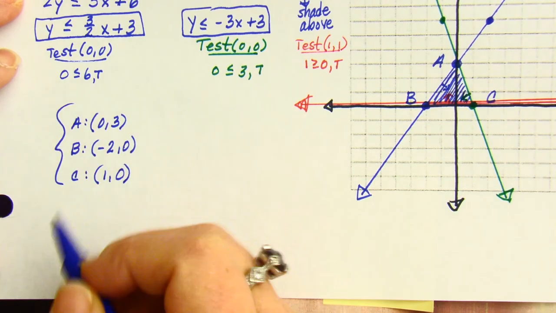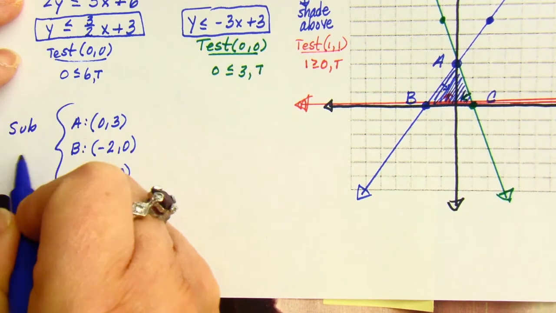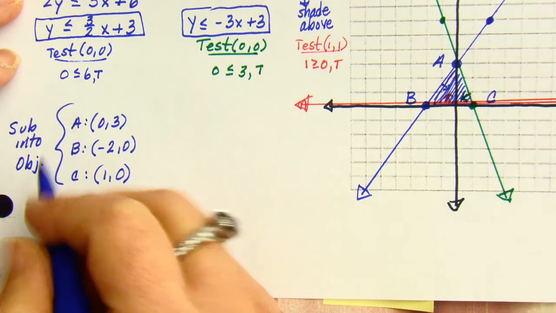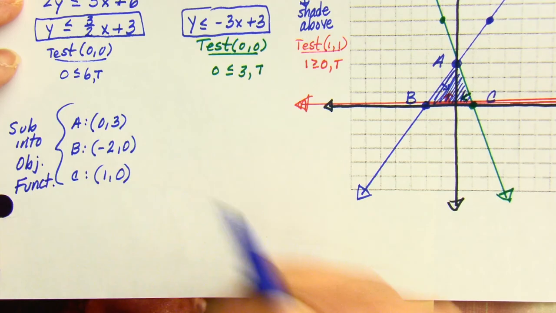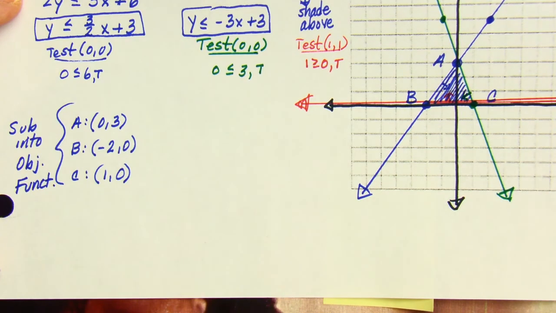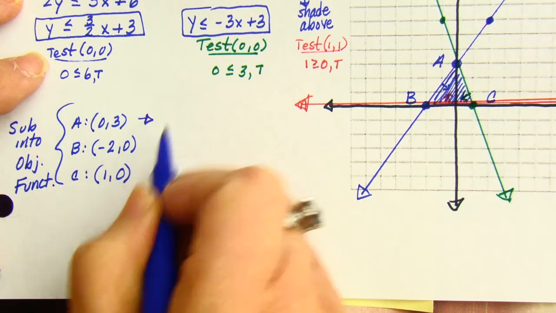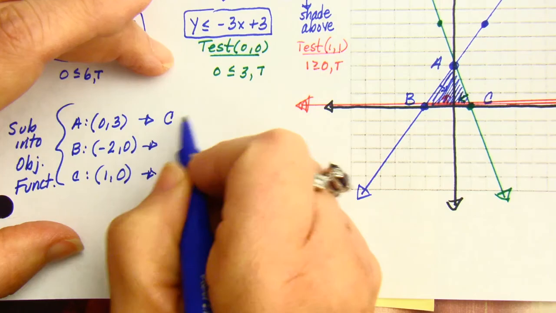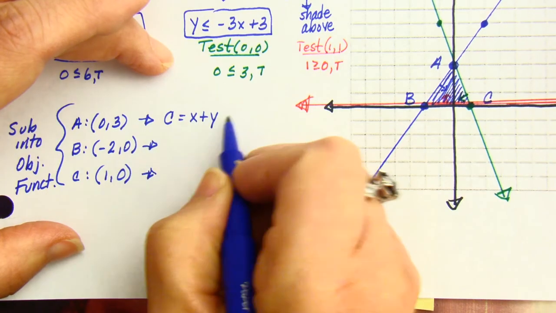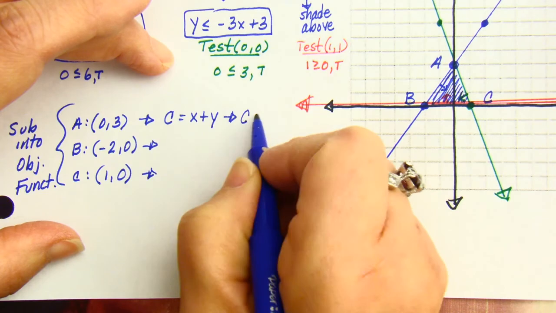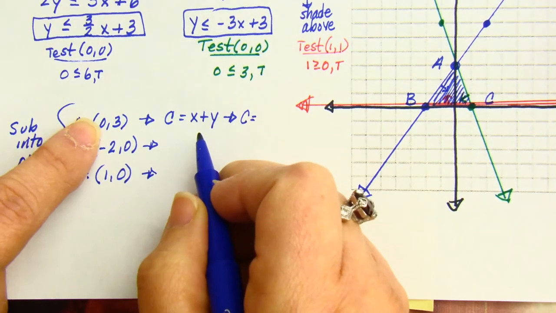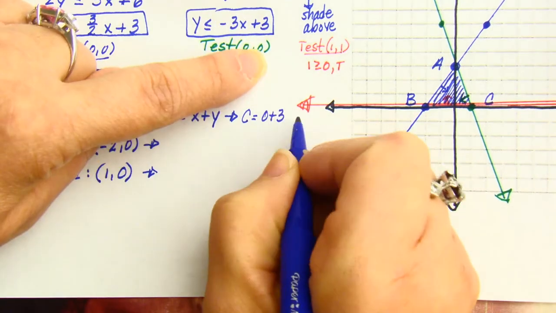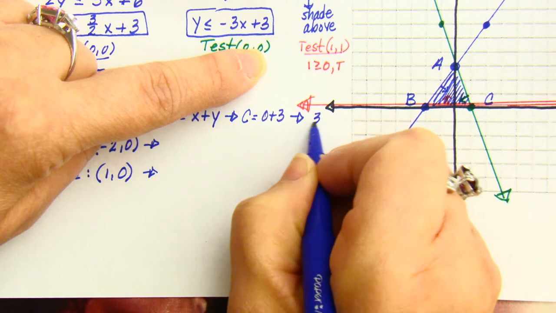Now I have to take these and substitute them into the objective function. Okay, and the objective function is that c equals x plus y. So c equals, well, x is 0, y is 3. That's 0 plus 3. So my output there is 3.